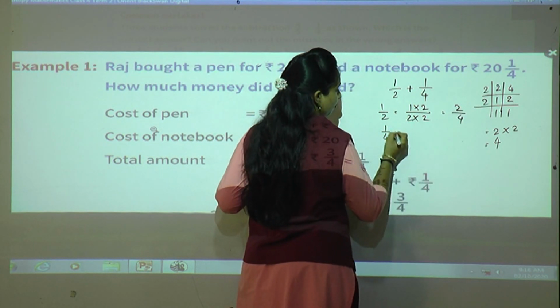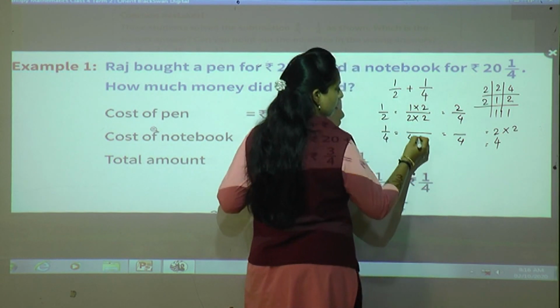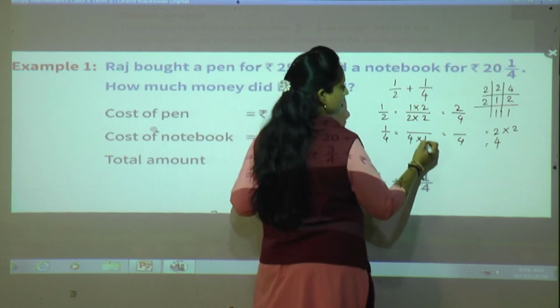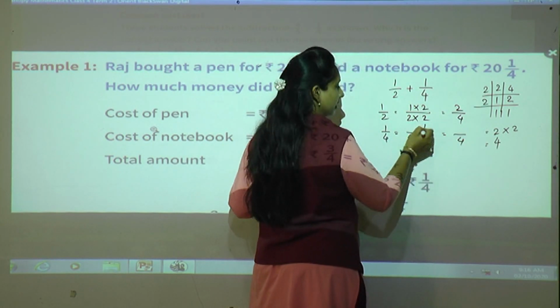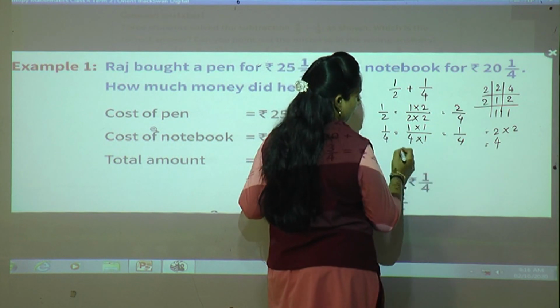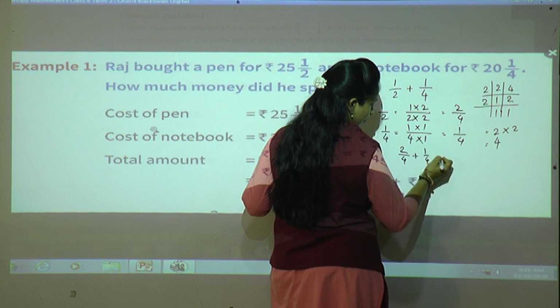Next 1 upon 4 is equals to, denominator should come 4. So 4 multiplied by 1. 4 1s are 4. So 1 here also same, 1 1s are 1. So now 2 upon 4 plus 1 upon 4.